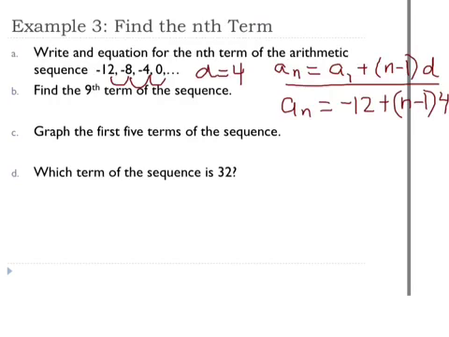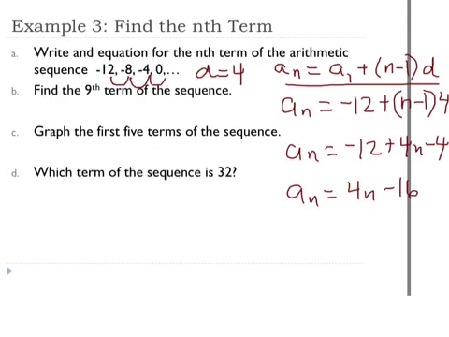I'm going to simplify this just because it's going to look more linear-like if I do that. So I'm going to leave my negative 12 here. I'm going to distribute my 4, so I get a positive 4n minus 4, right? And then I'm going to join like terms together. So finally, lots of work. My final answer is a sub n is equal to 4n minus 16. So this is the explicit formula.